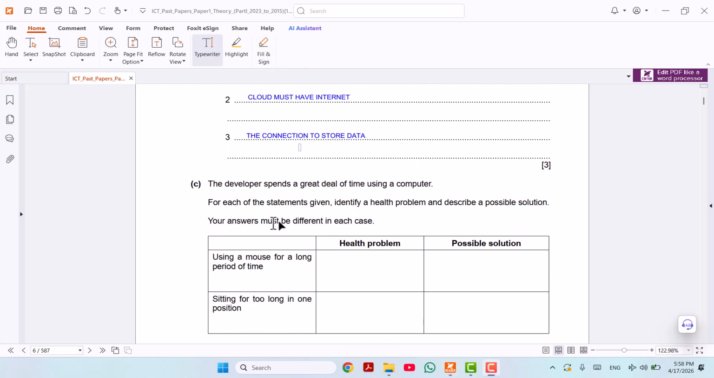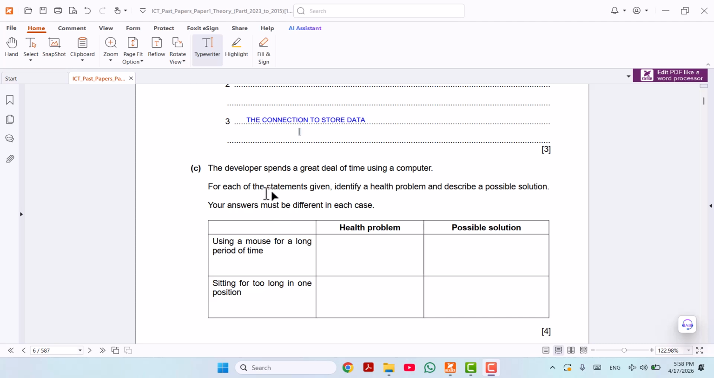Let's go to question letter C of question 7. The developer spends a long time using a computer. For each statement given, identify a health problem and describe a possible solution. The answers must be different. So, if the developer uses the mouse for a long period of time, what will they have? We say they have RSI, repetitive strain injury. Possible solution: use rest.